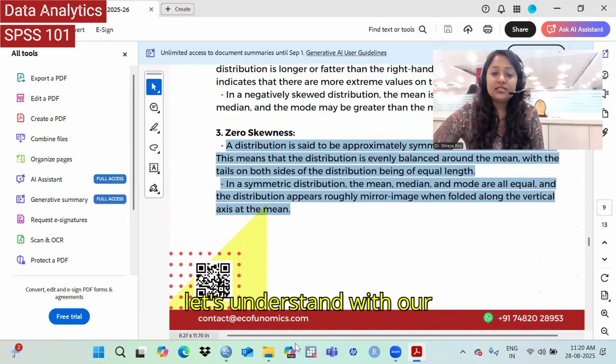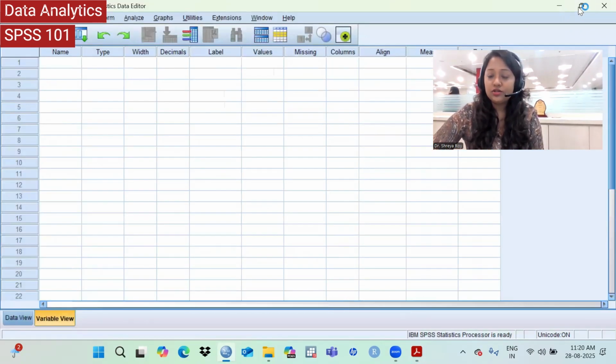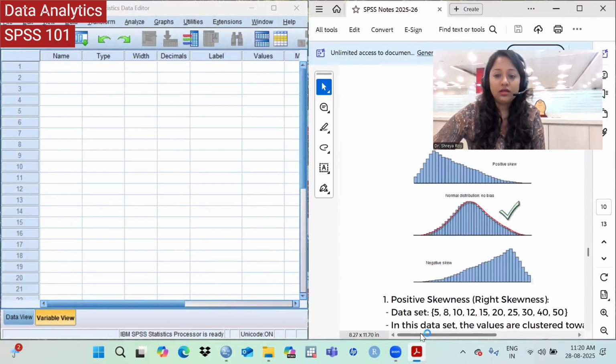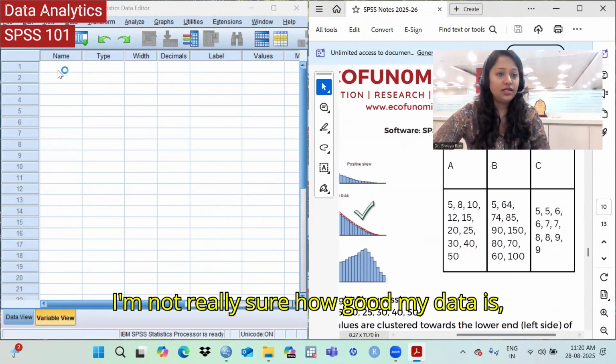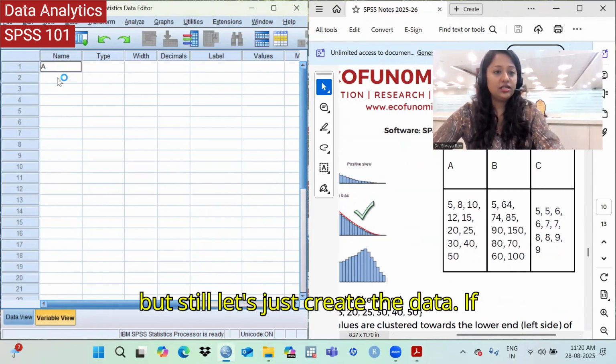Now, let's understand with our software. I'm not really sure how good my data is, but still, let's just create the data.